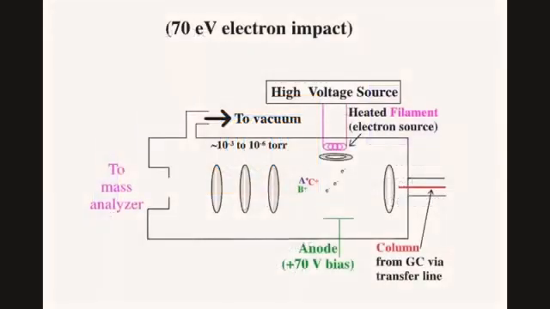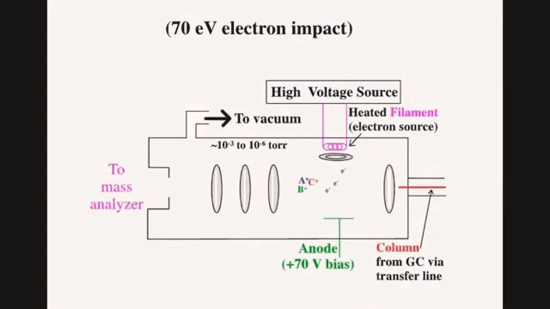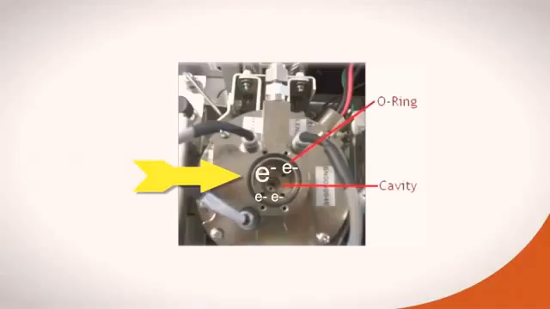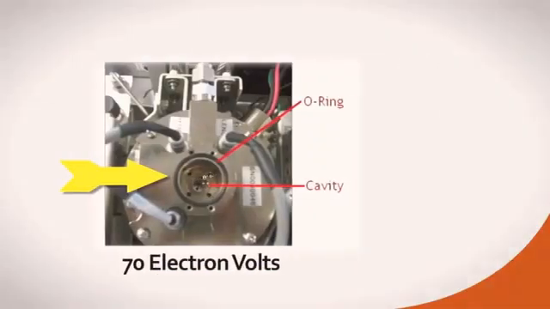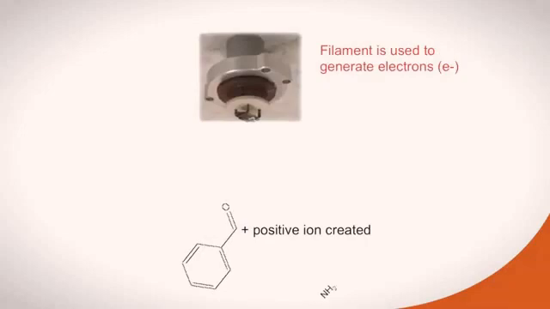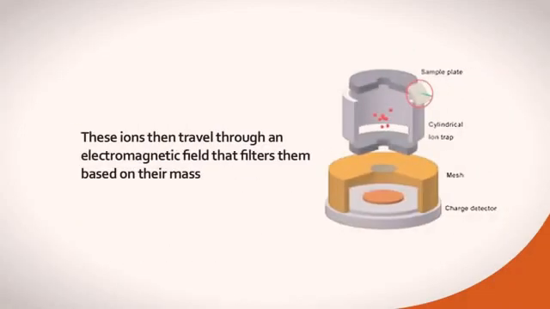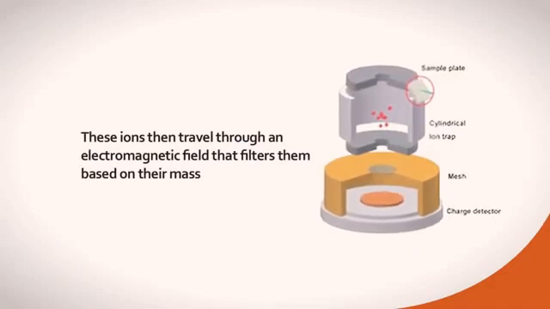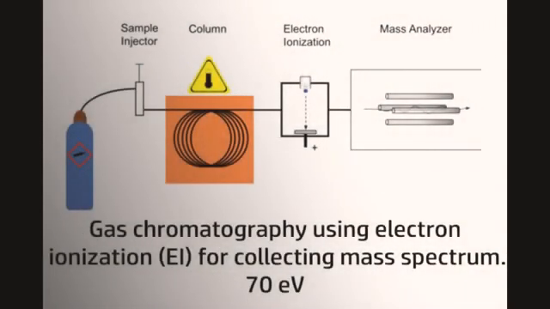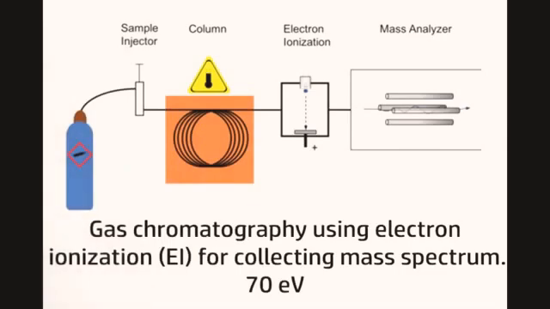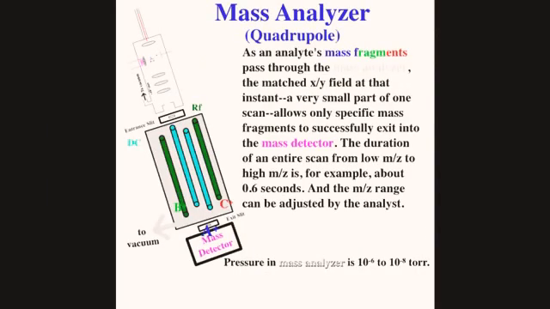Once the components leave the GC column, they are ionized and fragmented by the mass spectrometer using electron or chemical ionization sources. Ionized molecules and fragments are then accelerated through the instrument's mass analyzer, which is quite often a quadrupole or ion trap. It is here that ions are separated based on their different mass-to-charge ratios.